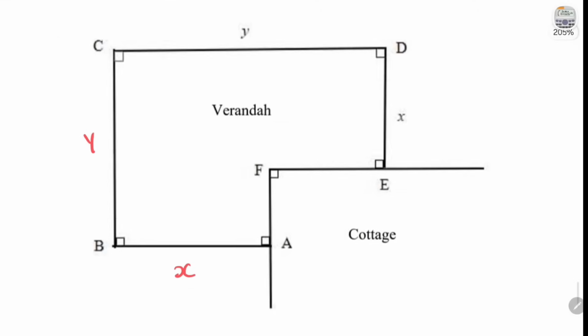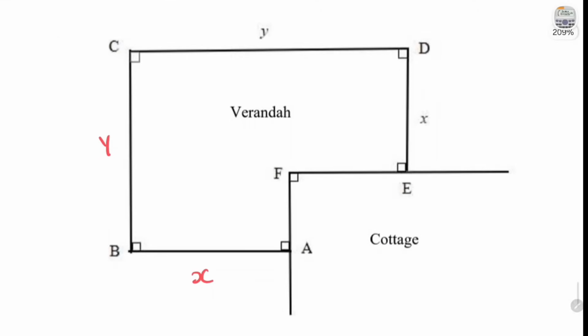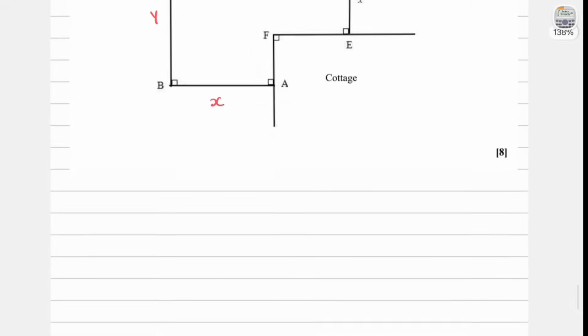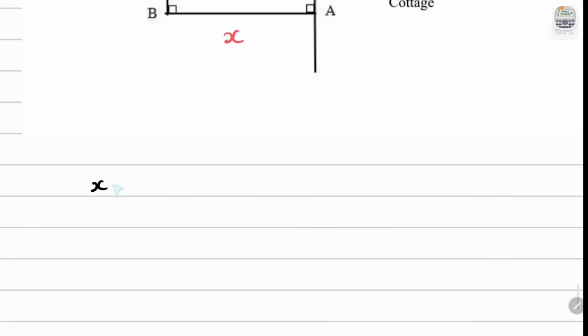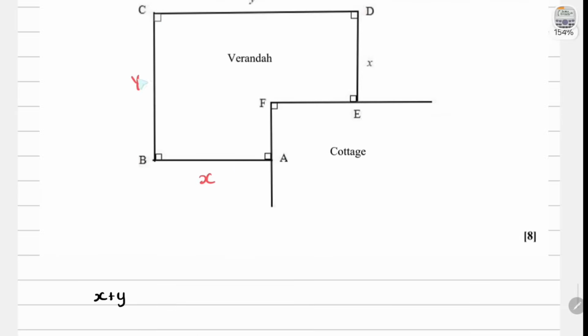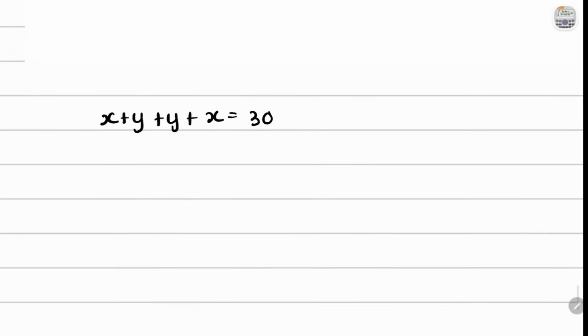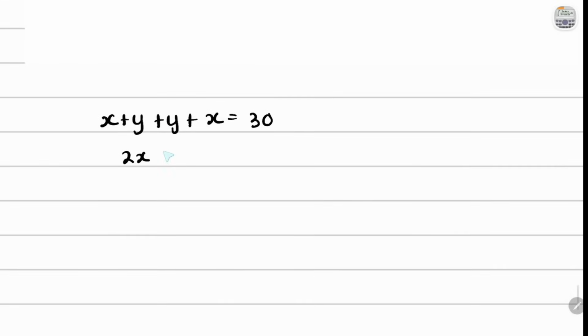Okay, now what is the information that they have given us to find this? They first told us that the railing is 30 meters long. So we have a reference for what x and y added together would give us. So we can put that down first. We can tell them that x plus y, and then plus y plus x, all of that is equal to 30 meters. And so if we simplify this, this is 2x plus 2y is equal to 30.